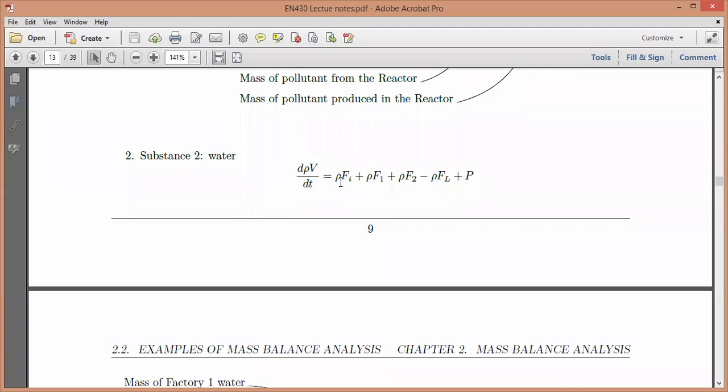So this becomes rho, meaning density of water. So rho multiplied by volumetric flow of the river, plus rho multiplied by volumetric flow of factory 1, plus rho multiplied by volumetric flow of factory 2, minus rho, which is still the density of water, multiplied by the volumetric flow rates of the outlets, plus production.